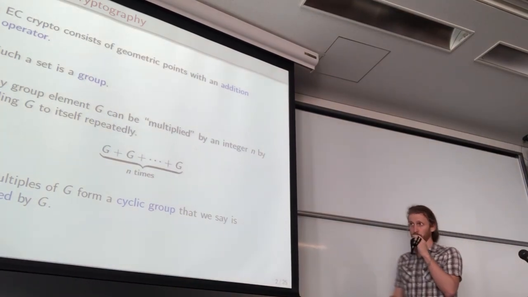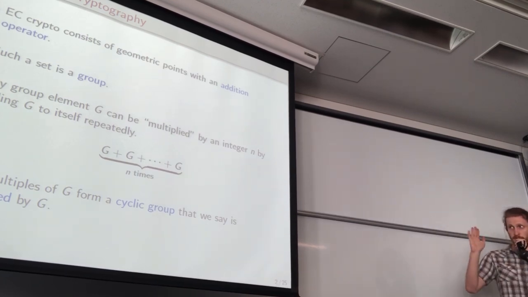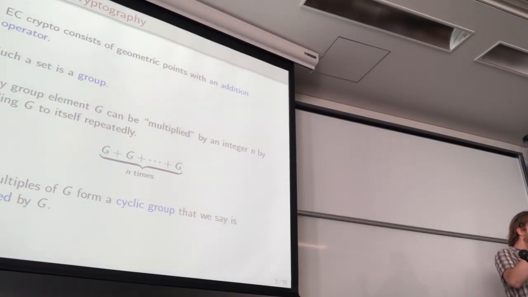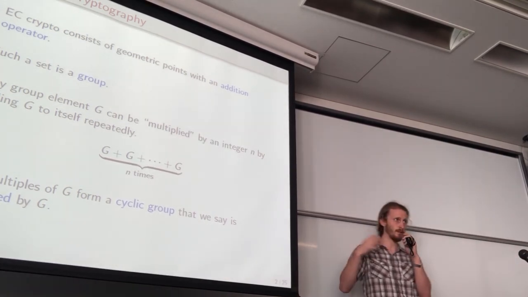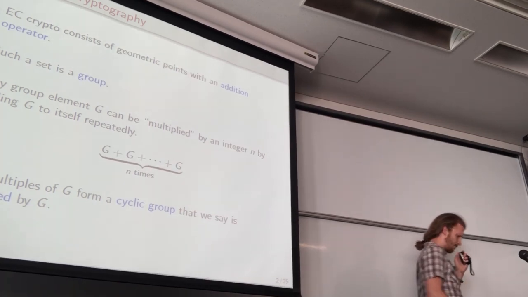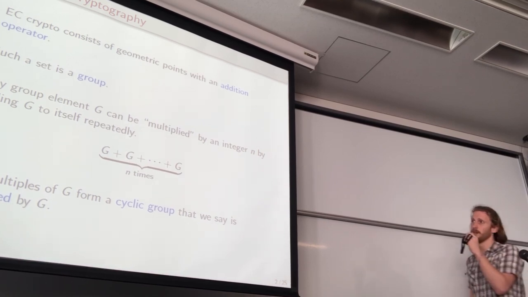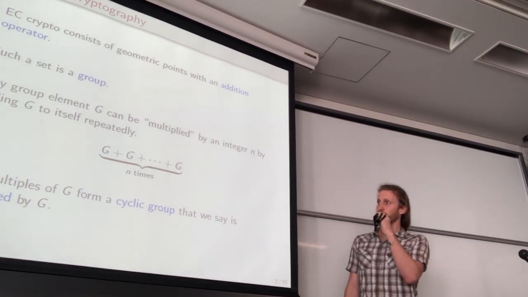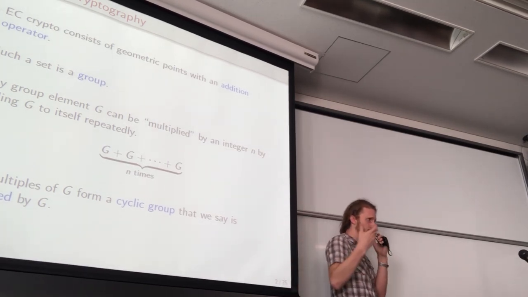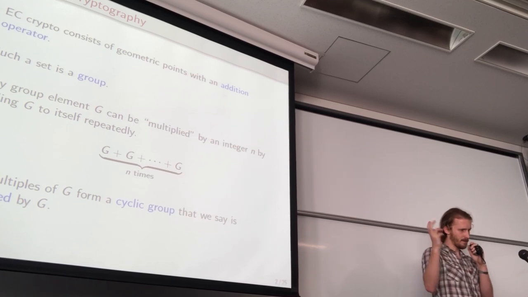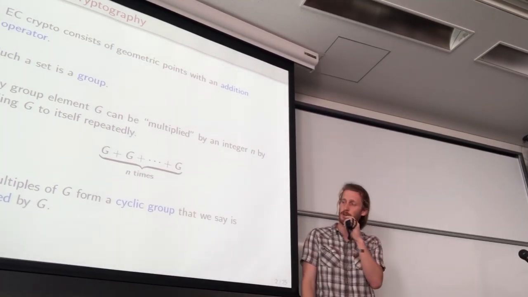And as soon as you have a group structure, you can think about taking some specific element, this element G, say, and adding it to itself. You'll get another element, adding it to itself, and so on. And you'll get a whole collection of elements, all of which are multiples of G, in some sense. And here the word multiple means that I've added G to itself a bunch of times. So there's a bit of a subtlety here in that when I talk about N times G, N is a number, an integer, G is a group element, and this multiplication is secretly code for doing this group operation a bunch of times.